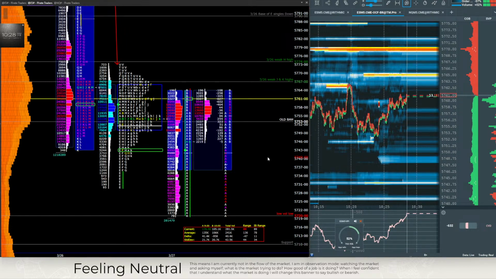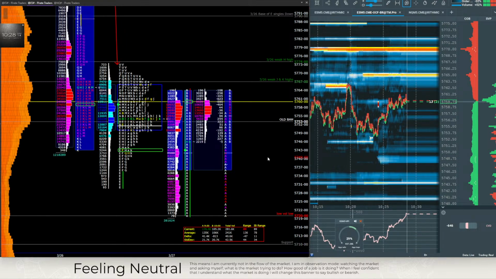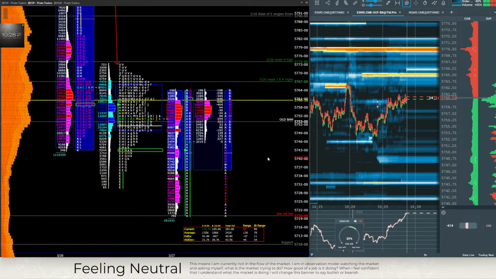Jay says the sellers are having a hard time taking it down. I would say both are having a hard time right now. The buyers and the sellers. I mean, this is just straight up tug of war, right? They're just both fighting to try to break away.